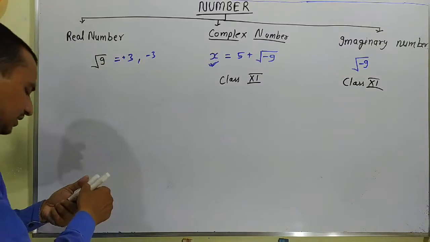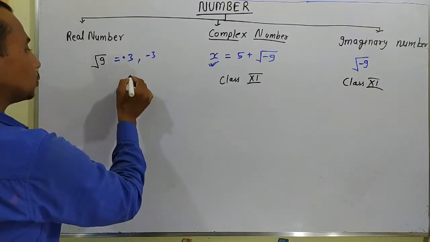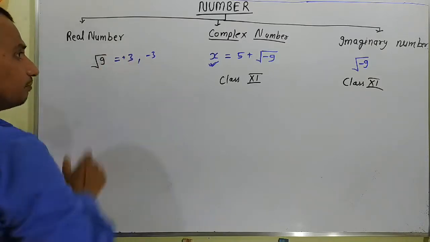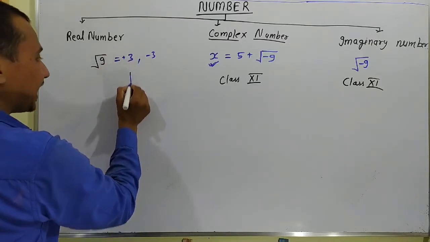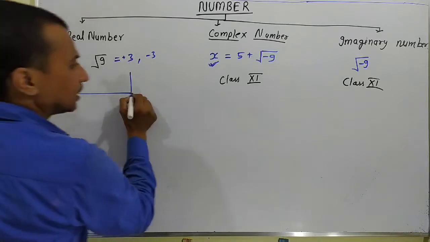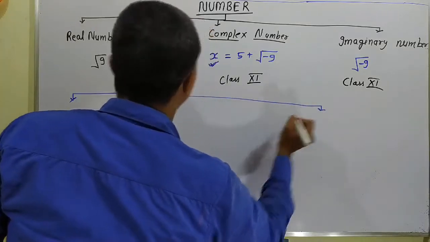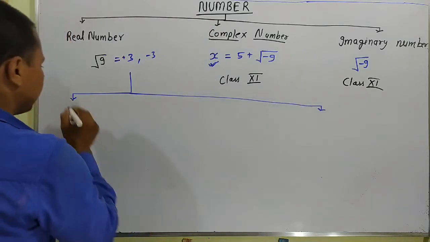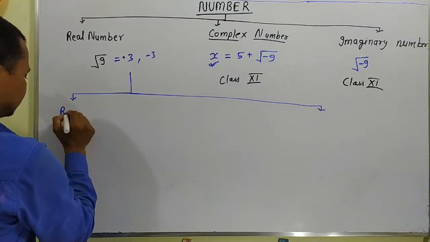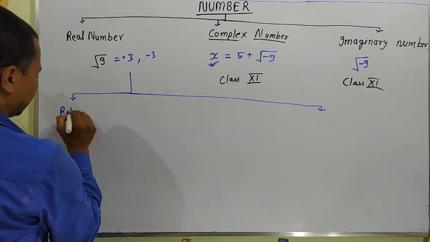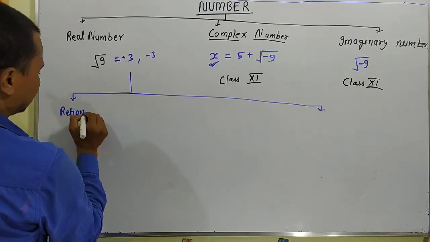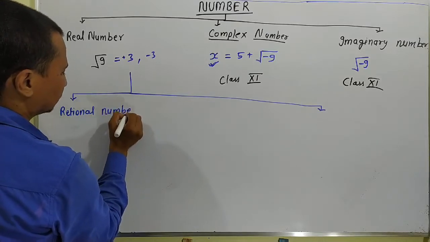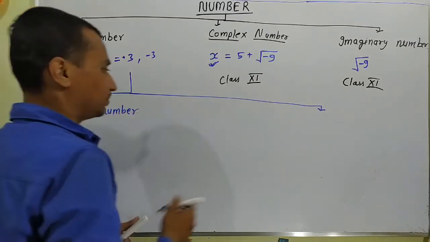Real number is further divided into two groups. All the numbers which can really exist are called real numbers, and real numbers can be divided into two groups. That is your rational number and irrational number.